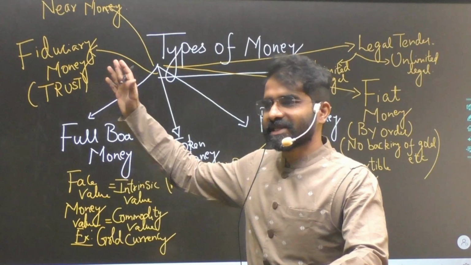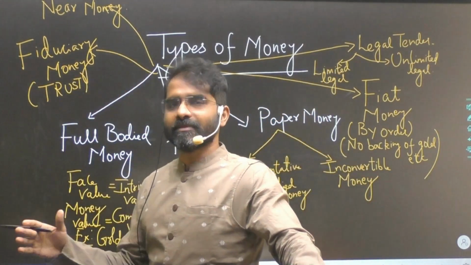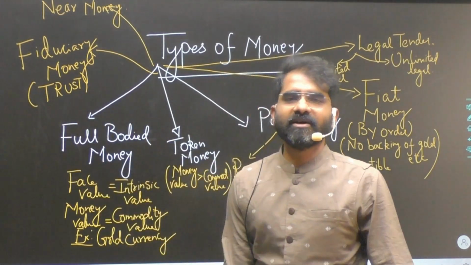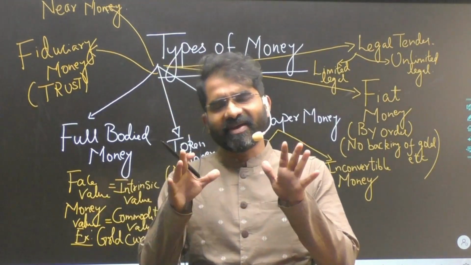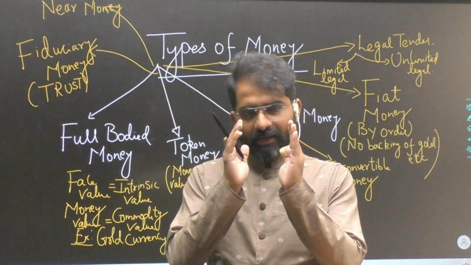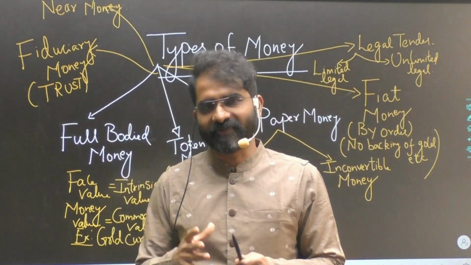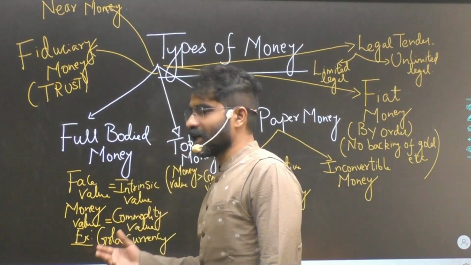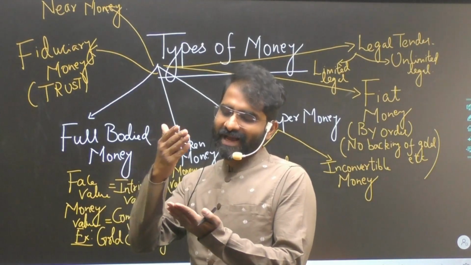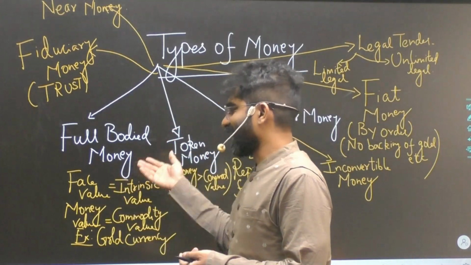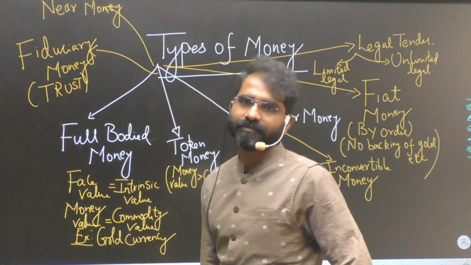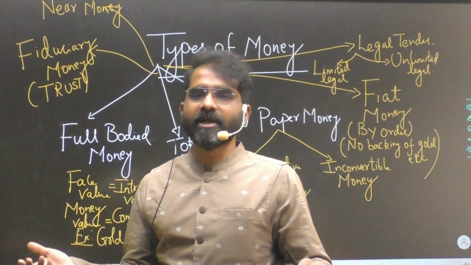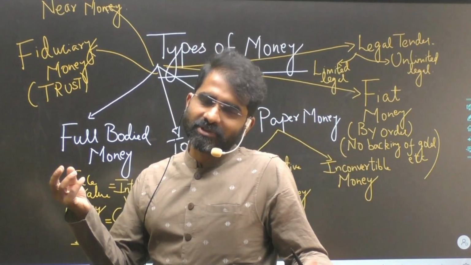Now, going to the discussion of the topic, when I talk about different types of money, initially there was something called full-bodied money. When I use the word full-bodied money, it means the face value of the money is equal to the intrinsic value. Suppose I talk about the commodity value when we talk about gold currency. The value of the money is equal to the intrinsic value. The money value is equal to the commodity value. So this is basically called full-bodied money.